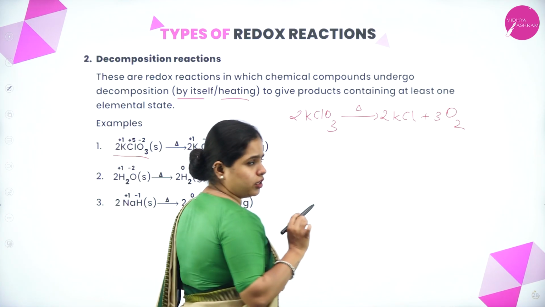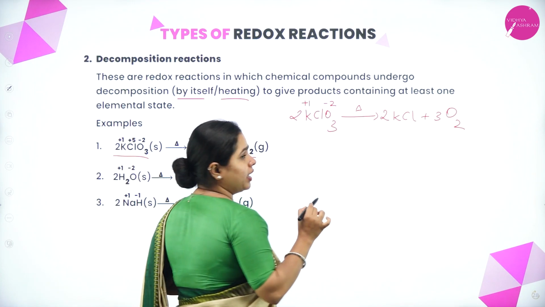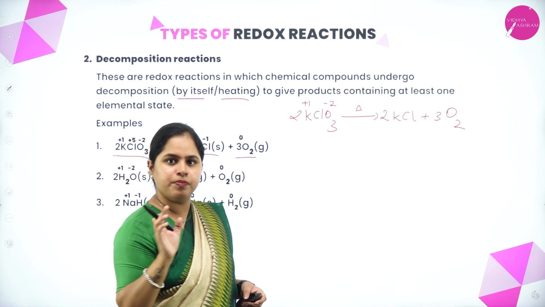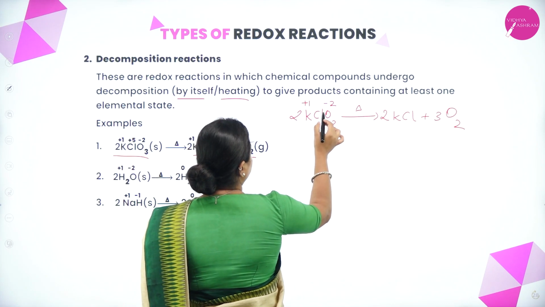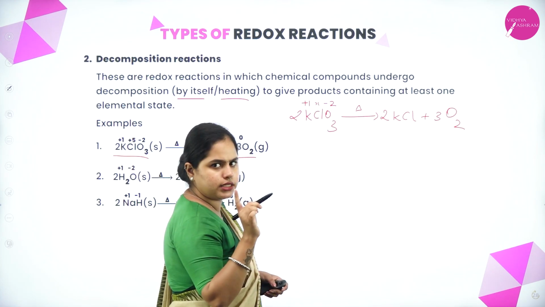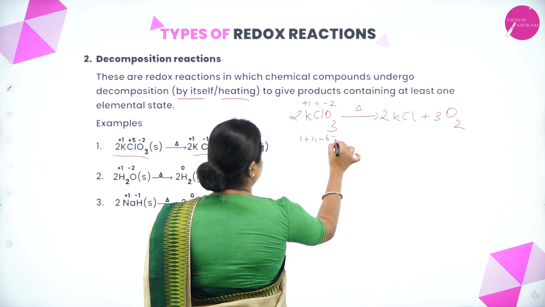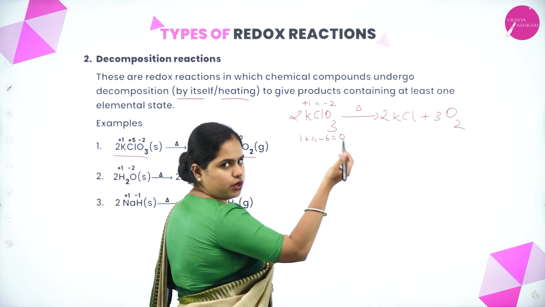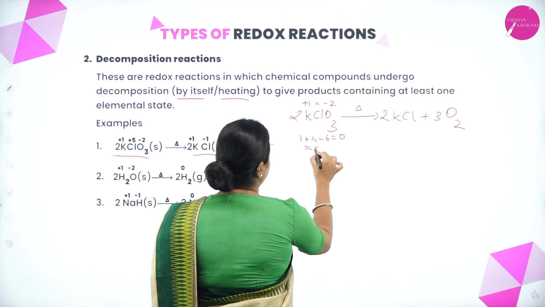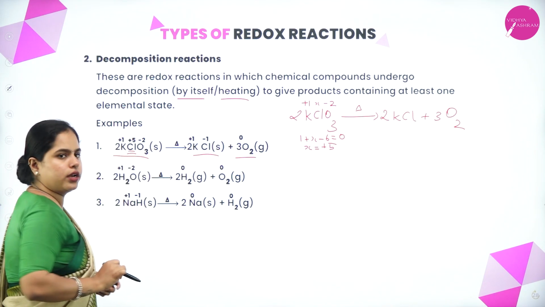So let's calculate the oxidation number. Oxygen it is -2, potassium it is +1 as it is an alkali metal, right? So for chlorine we don't know, we are taking it as X. So how many atoms are there? Only one atom of chlorine. So 1 plus X -6 will be equal to 0. By -6, 3 into -2. So X will be equal to +5, right? So X is equal to +5. That is for chlorine it is 5.